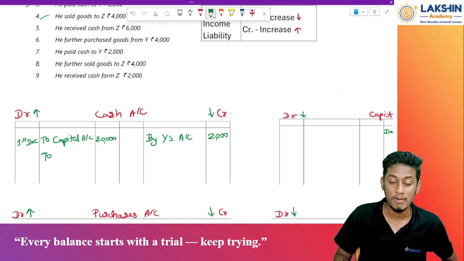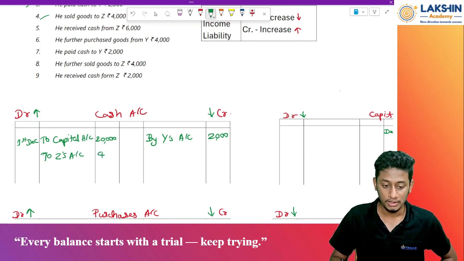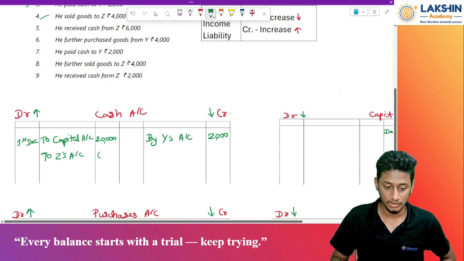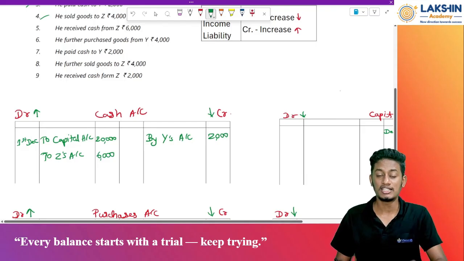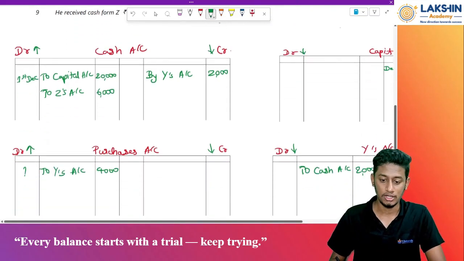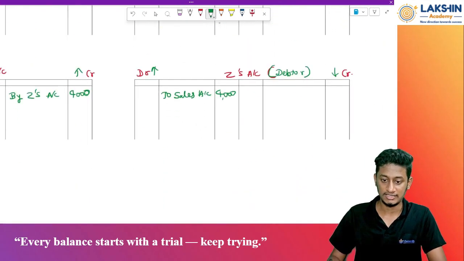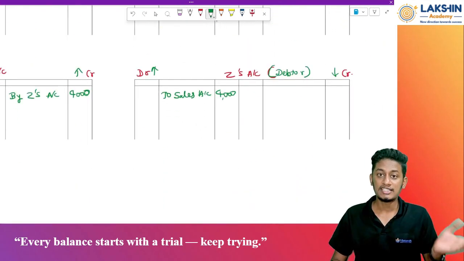Second, from whom did I receive the money? From Z's account. To Z's account. How much? Rupees 6,000 is received from Z. One more account is getting affected. It is Z's account. So let me go to Z's account. Okay. So now Z has paid me the cash.